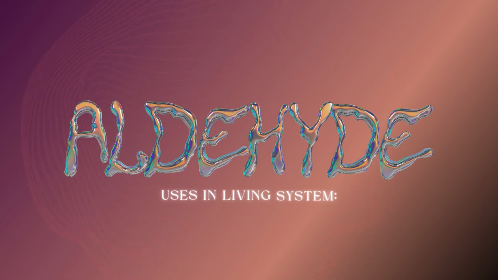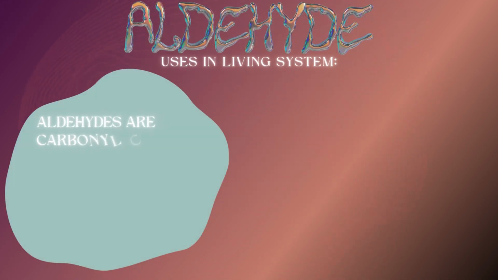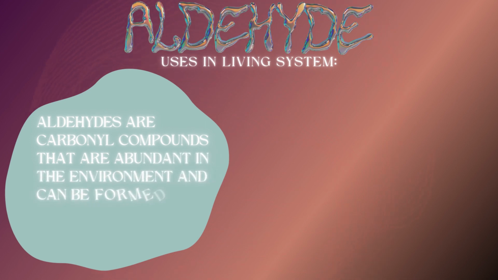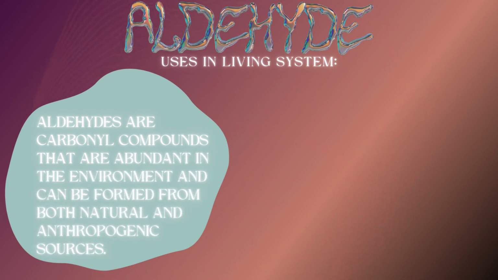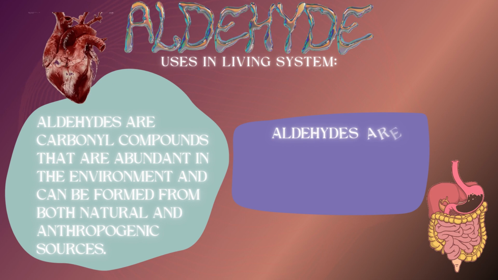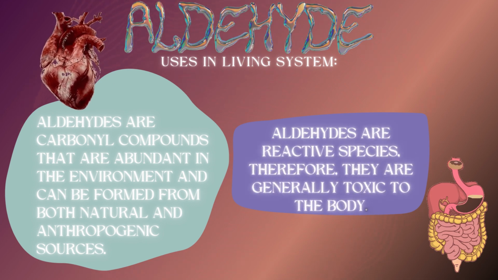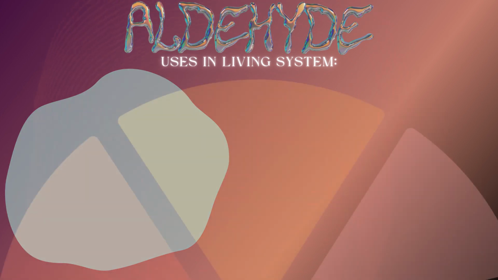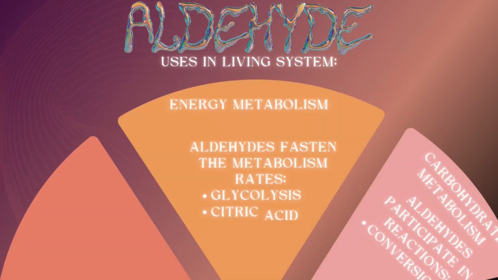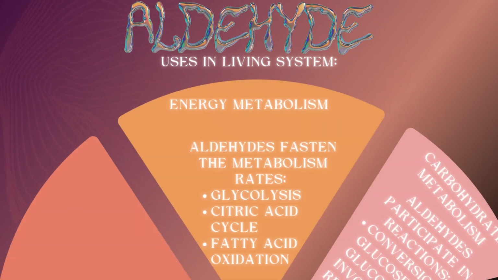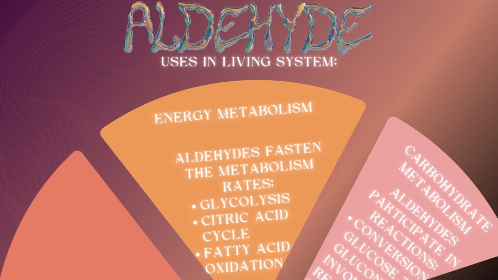Now, how is aldehyde used in living systems? Aldehydes are carbonyl compounds that are abundant in the environment and can be formed from both natural and anthropogenic sources. Aldehydes are reactive species, therefore, they are generally toxic to the body. In energy metabolism, aldehydes speed up the metabolism rates of glycolysis, the citric acid cycle, and fatty acid oxidation.